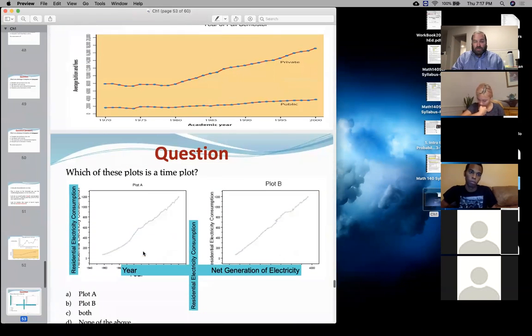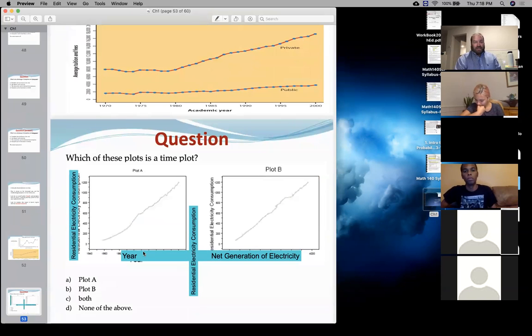So here's a question. Which of these is a time plot? Just plot A, just plot B, both of them, or neither of them?